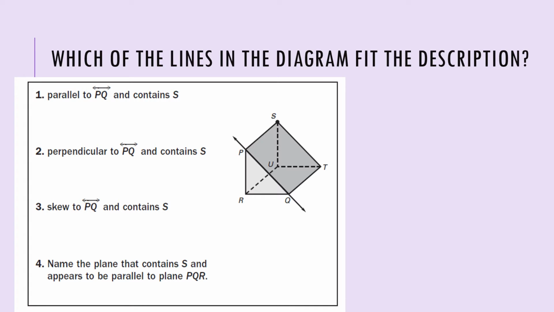Which of the lines in the diagram fit the description? Parallel to PQ and contains S. So you have to think, here is PQ, but it has to have the letter S in it. So obviously, if we are doing a parallel line, it has to not intersect it. And here is where S is, so which one would be parallel? It would be ST.